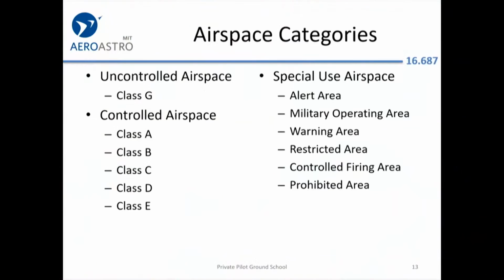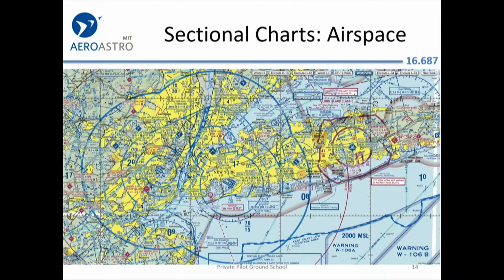So there are different types of airspace, and they are labeled with these letters. In aviation speak, just to make sure we're being clear, instead of saying B, we say Bravo, right? Because we don't want to get confused. Did you say B or C or D? So you say Bravo. So uncontrolled airspace is Class G or Class Golf, and then you have the controlled airspace, so Class A, Class Bravo, Class Charlie, etc. And then there's some special use airspace.